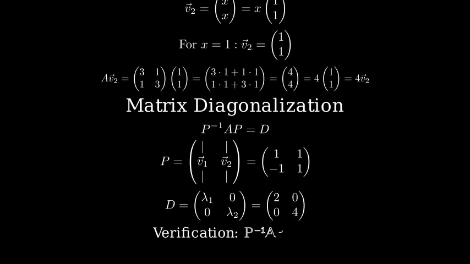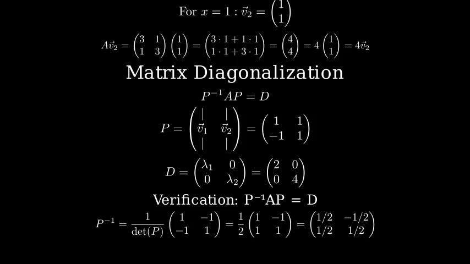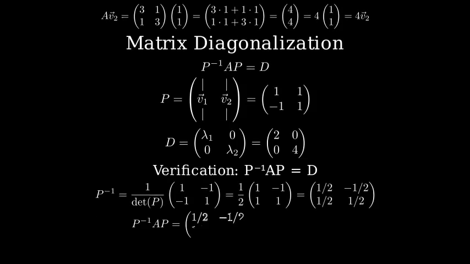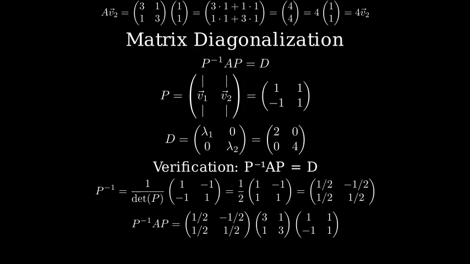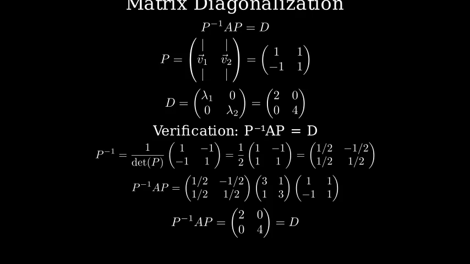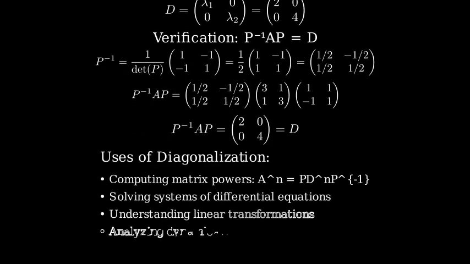Let's verify that P inverse AP equals D. First, we calculate P inverse, which is [1/2, minus 1/2; 1/2, 1/2]. Then P inverse AP equals [1/2, minus 1/2; 1/2, 1/2] times [3, 1; 1, 3] times [1, 1; minus 1, 1]. Working through the matrix multiplication, we get [2, 0; 0, 4], which is exactly our diagonal matrix D. This diagonalization is useful because it allows us to easily compute powers of A and understand the behavior of linear transformations.